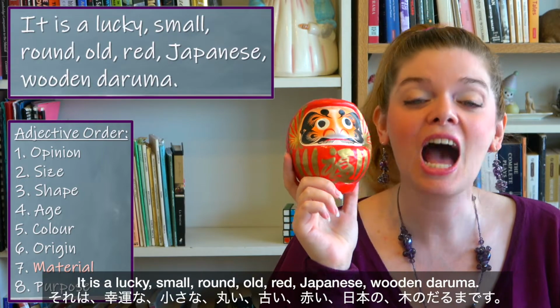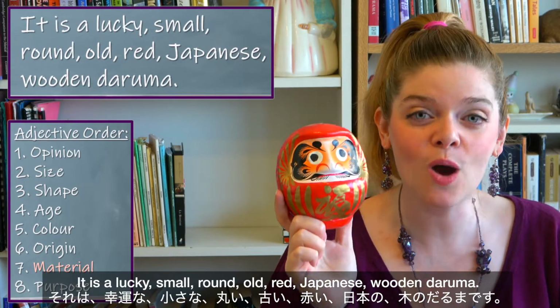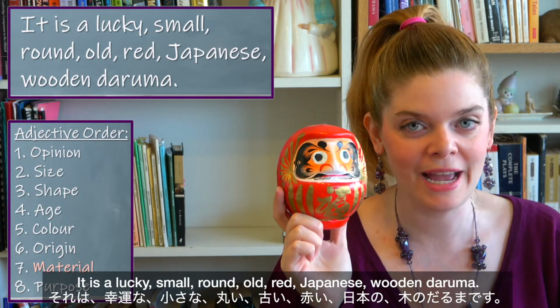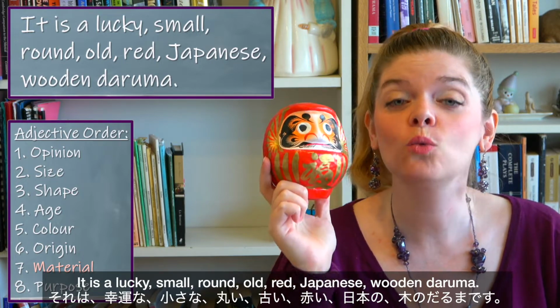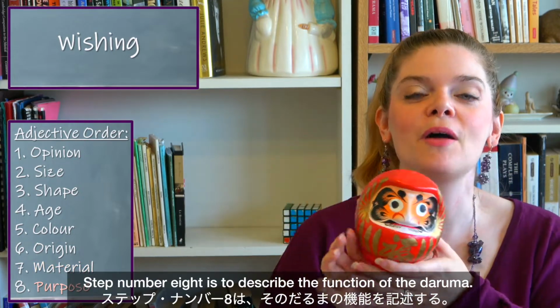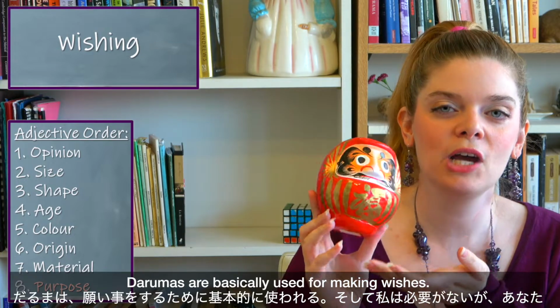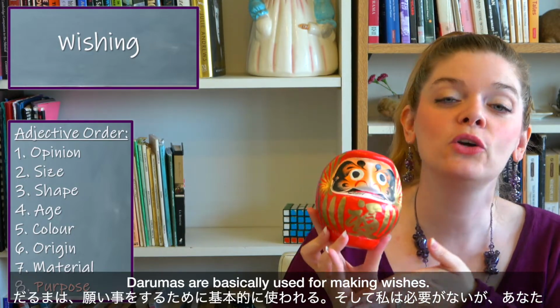It is a lucky, small, round, old, red, Japanese, wooden daruma. And step number 8 is to describe the function of the daruma. So darumas are basically used for making wishes.